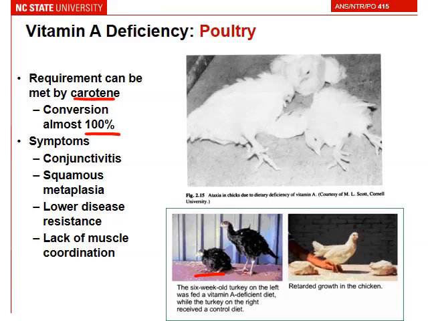It does have stunted growth. Here is a version of chickens, so we have the lack of muscle coordination. They don't want to stand. These two chickens on the left and the right are deficient, whereas the one in the middle had ample amounts of vitamin A, so it is willing to stand and be happy. It may be hard to tell, but we also have ruffled feathers, so the chickens are not happy. They don't feel well if they don't have adequate levels of vitamin A.